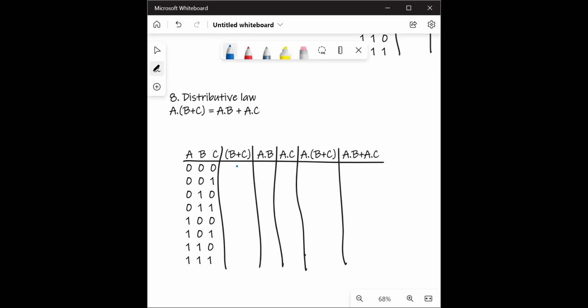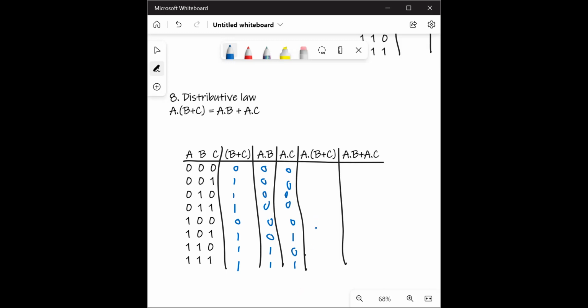Right, B plus C, we know this is 0, this is 1, 1, 1, and this is 0, 1, 1, 1. A dot B, meaning multiplication, will be 0, 0, 0, 0. Then we have A dot B again, 0, 0, and 1, and 1. Similarly, when you multiply AC, you will have 0, 0, 0, 0. And when you say AC, we have 0, 1, 0, 1.